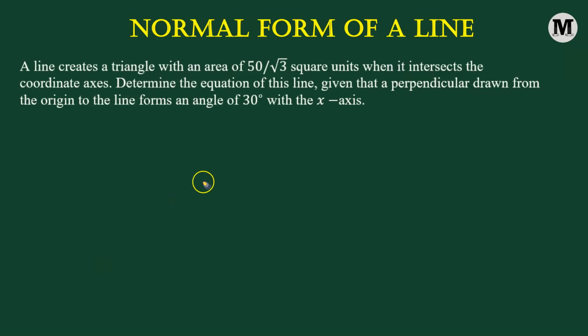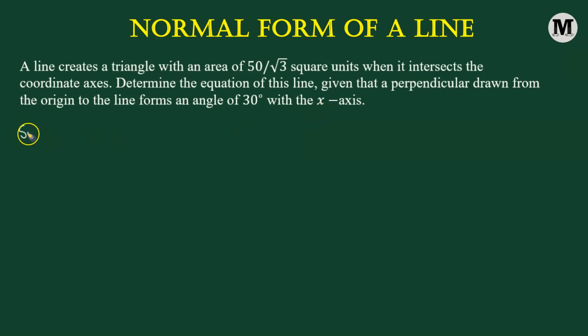A line creates a triangle with an area of 50 over square root of 3 square units when it intersects the coordinate axis. Determine the equation of this line given that a perpendicular drawn from the origin to the line forms an angle of 30 degrees with the x-axis.